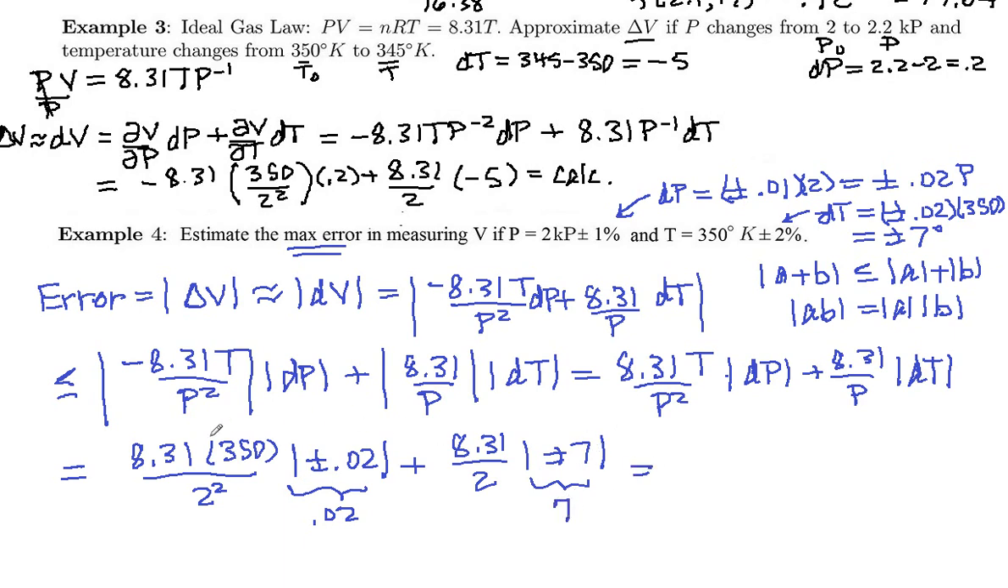And then plug all these into the calculator using the 0.02 and the 7, and you will get approximately 43.6, and that is going to be volume. So this would be liters. So that's our maximum error. So we're getting quite a large error there for just a 2% error in temperature and a 1% error in pressure.